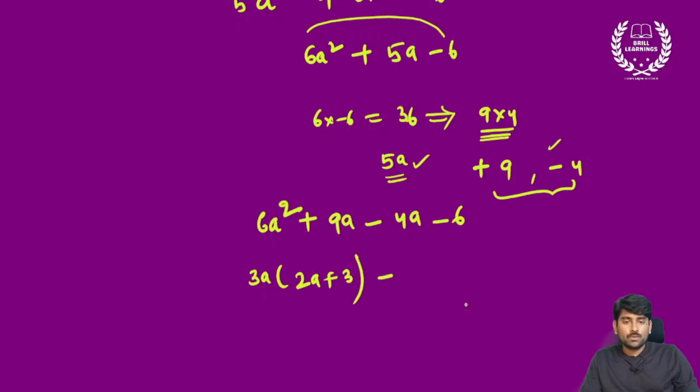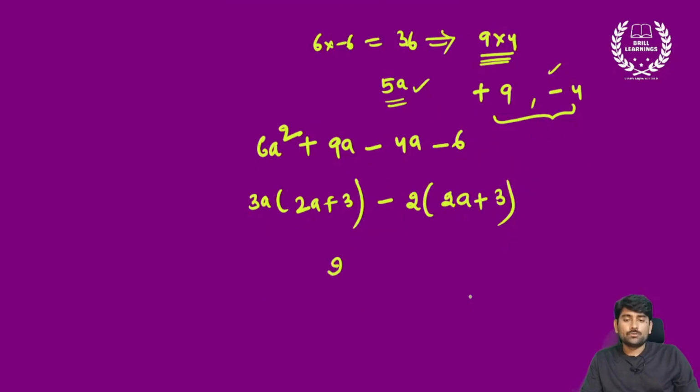Okay, and from here I can take 2 value. So minus 2 I am taking out. That means I am left with 2a plus 3. Okay. Now take out the 2a plus 3 value. I am left with 3a minus 2.